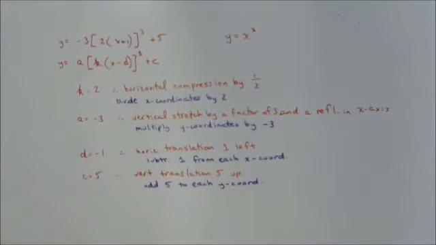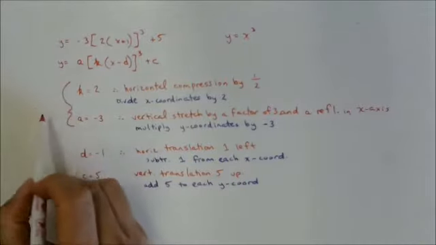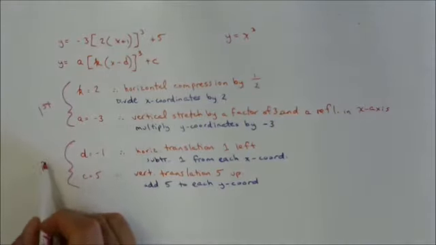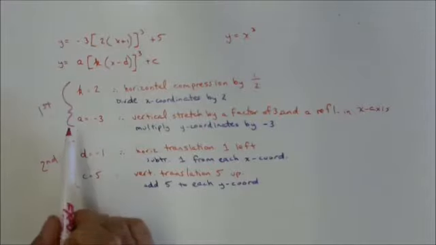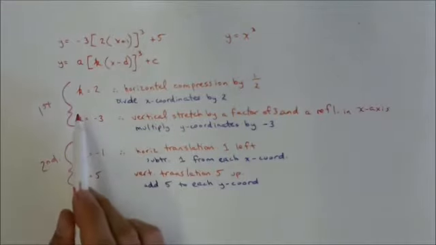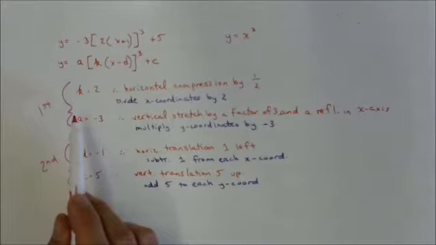Okay, it's very important that we do the multipliers first, k and a first, and d and c we do last or second. So we're going to do our multipliers first. That gets the whole shape of the polynomial, and then you move that polynomial around. If you move it and then change the shape, you get a very different answer.